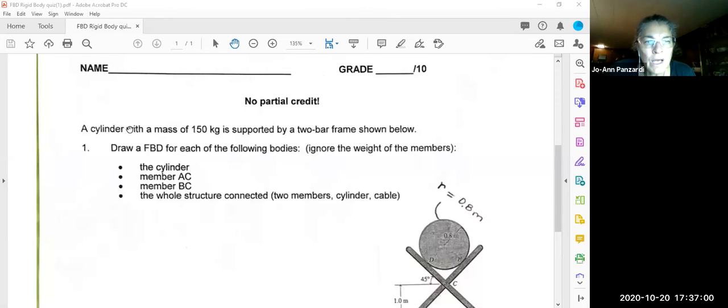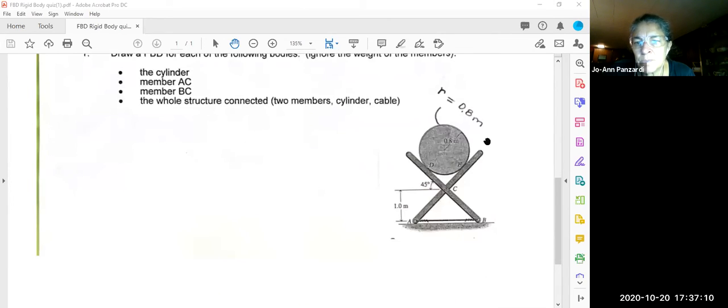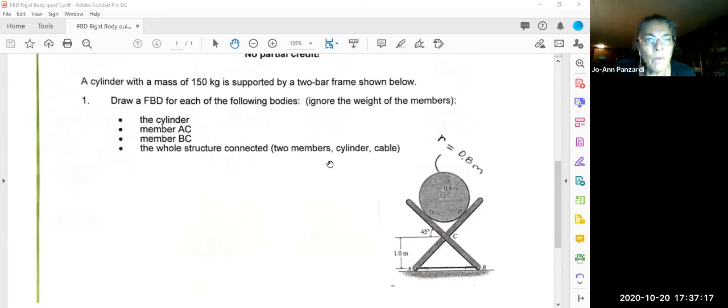I mean, you could open it up yourself, but basically we're looking at a cylinder here that has a mass of 150 kilograms and it's supported by a two bar frame shown below. And you probably have seen this picture before too. I think it might have even been in one of your homeworks for the free body diagram homework. What I want you to draw is 4 free body diagrams.